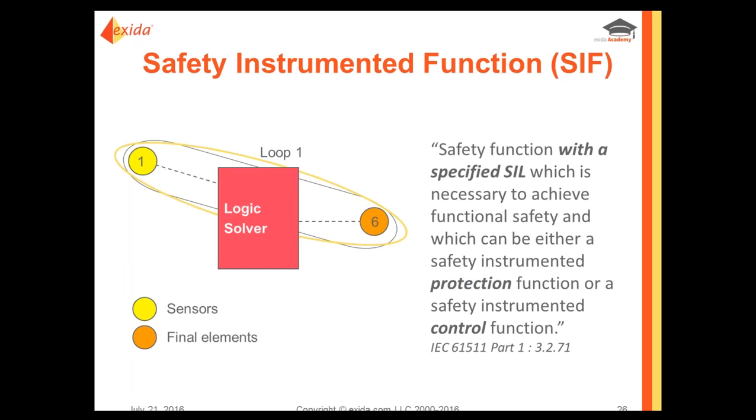A protection function assumes that the frequency of demand on the SIF is low, say once per year or even less, which is typical of many process industry applications. If there is a continuous function, such as a high frequency of demand or machinery, then it is called a control function and not a protection function anymore.